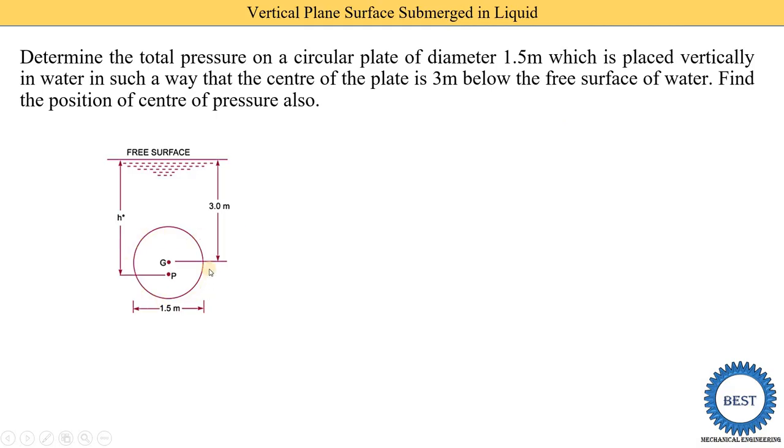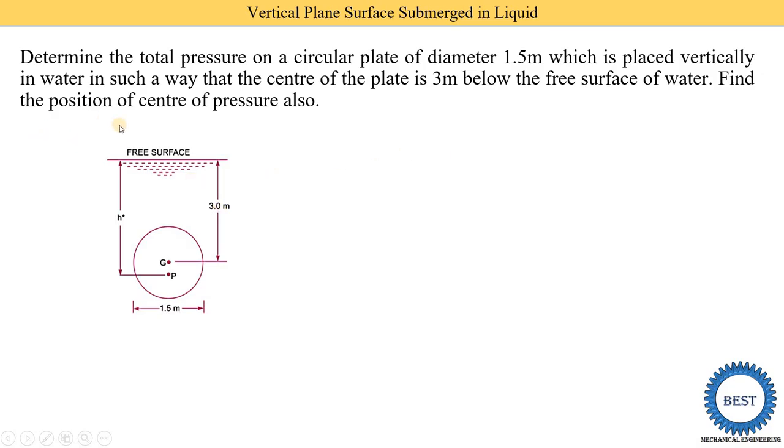Now this is the center of the circular plate, and from the free surface of the water, the center is 3 meter below. So here h bar is given by default, because for a circular plate the center point is also the CG point. So here h bar is given directly, that is 3 meters.